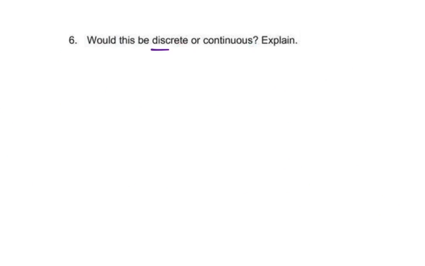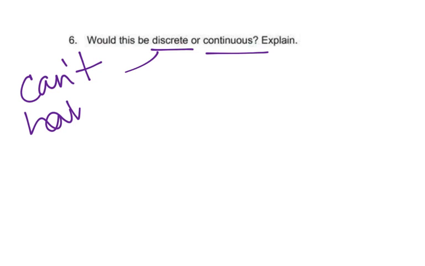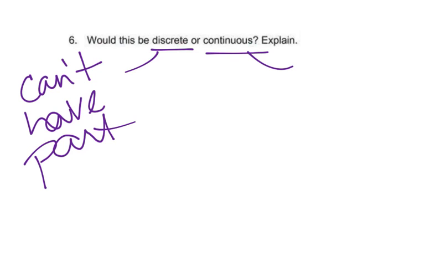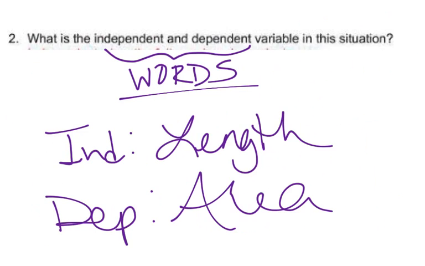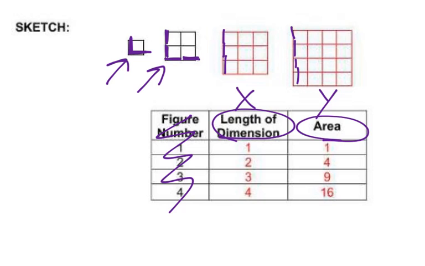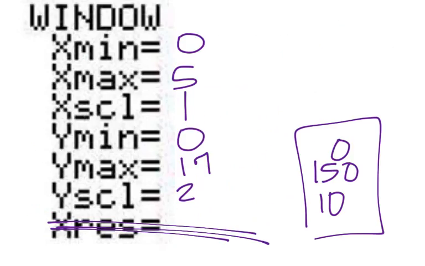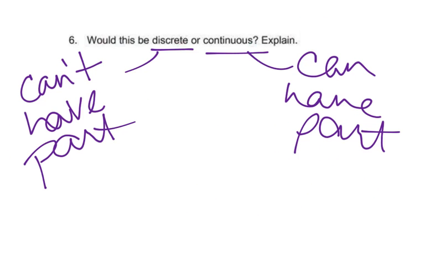Would this data be discrete or continuous? Got to think way back again. Discrete means that you can't have part of something. Continuous, you can have part. If you go all the way back and look, we're talking about these squares. And as we added, we added an entire square at a time. You could not add part of a square. That means that this data is going to be discrete.